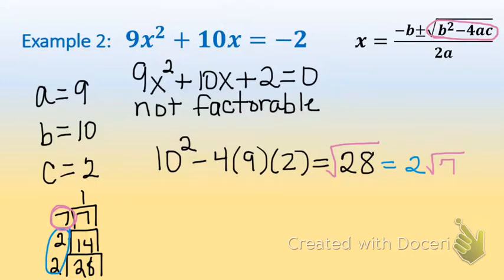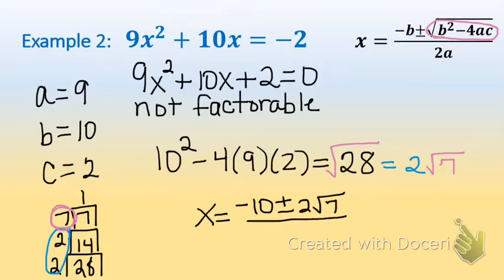So let's go ahead and finish out by plugging in the last two pieces of the quadratic formula. So x equals the opposite of b. B is positive 10, so it's a negative 10, plus or minus 2 times the square root of 7 divided by 2 times 9, which is 18. Now this can be simplified a little bit further.